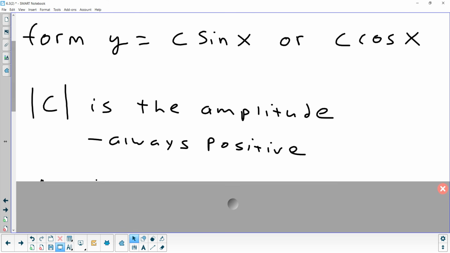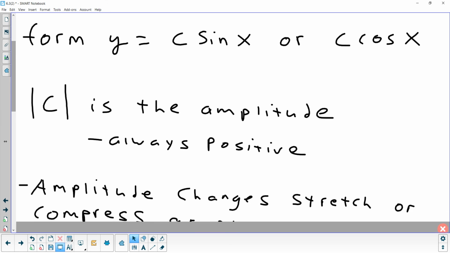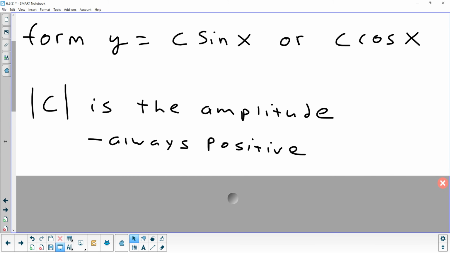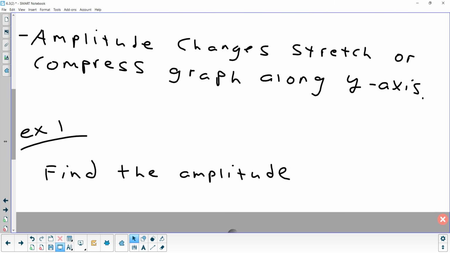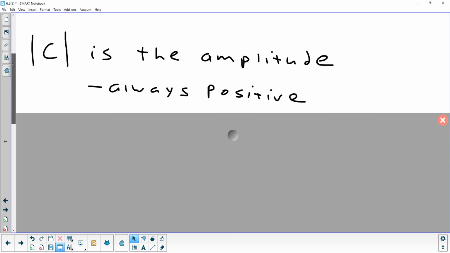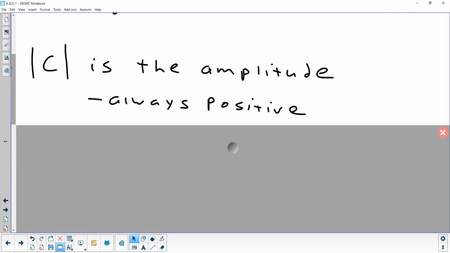So let's try a couple problems where I just ask you the amplitude of the following. Okay, let me see. If I didn't make up a couple, I'll make some up. Oh, I have some. So we'll do some in a minute. Okay, so amplitude is always positive.